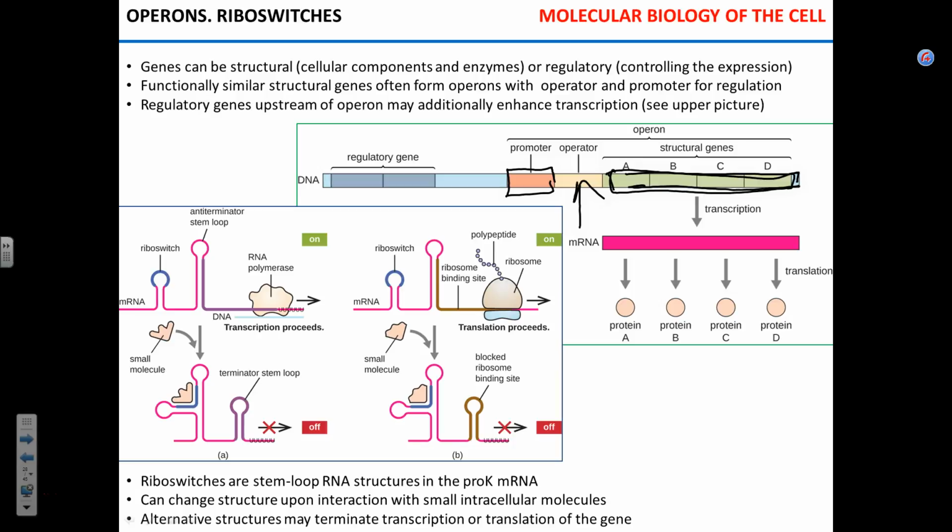So essentially, the operator sequence is what controls the expression of the structural genes. Keeping up? Sometimes regulatory genes are getting involved, but not going to discuss how exactly they can get involved, okay? When we will discuss the operons, we're going to focus on the function of the operator. Deal?